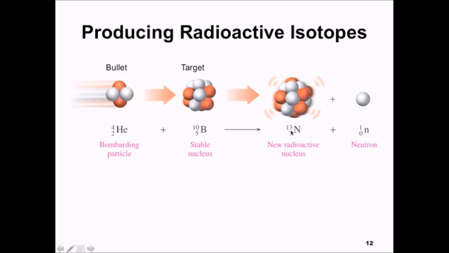So one of these 4 substances could be missing. You have to figure out what it is. But to use the same idea, get those numbers at the top the same. So on the left it's 4 and 10 for 14. And notice on the right it's 13 and 1 for 14. On the left at the bottom it's 2 plus 5 is 7. 7 plus 0 is 7.